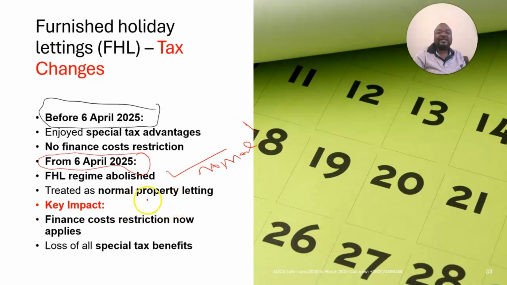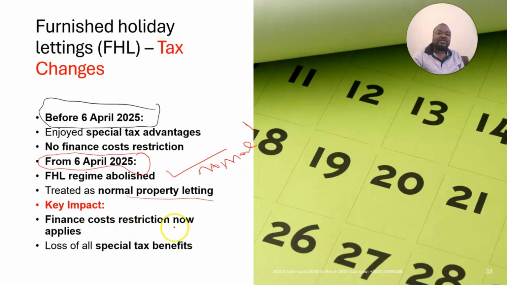They are now being treated as normal property letting. So they will be treated as normal residential properties, or normal property letting. That is, if it is a commercial property that is now furnished and so forth, you just have to treat it the way you treat commercial property, as we just did. Or if it is a residential property, simply treat it the way you treat interest cost on residential property.